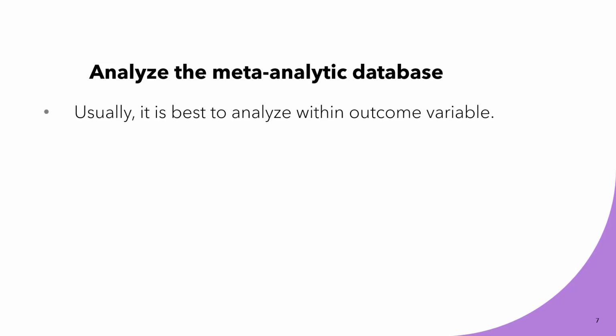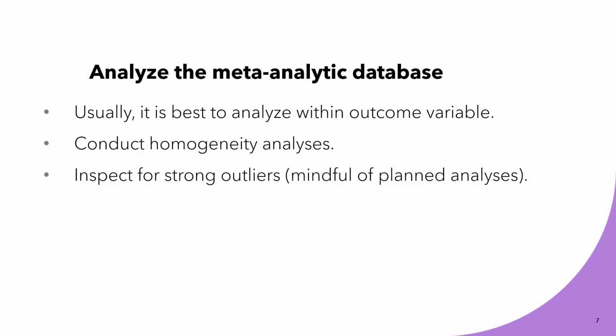And then you're going to go off and analyze the meta-analytic database. Usually, and I'm going to show you one in a little while, so bear with me, with classical meta-analysis, formally, really, this is the only way to do it: you analyze within an outcome variable. If you have multiple outcomes, you'll just restrict your analysis to one outcome at a time. You'll conduct homogeneity analysis, sometimes labeled heterogeneity. You're going to inspect for strong outliers, and I'm going to give you an example of one in a second.